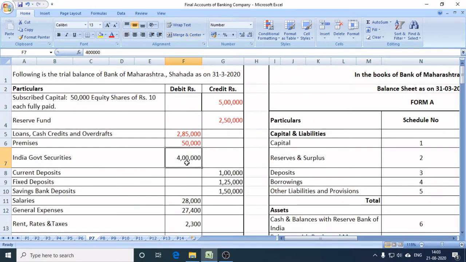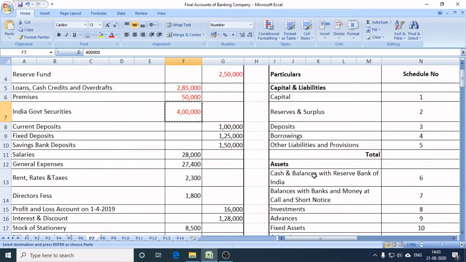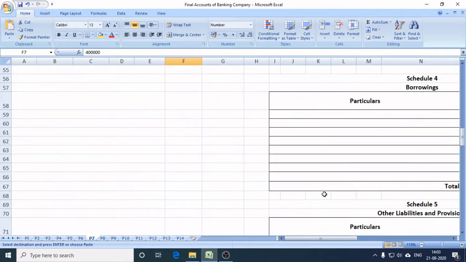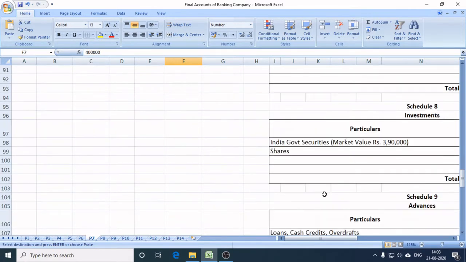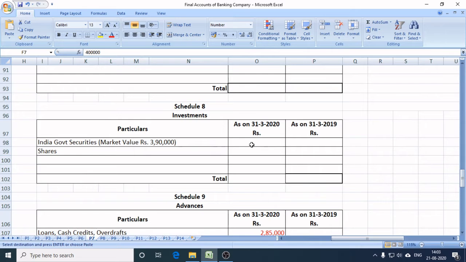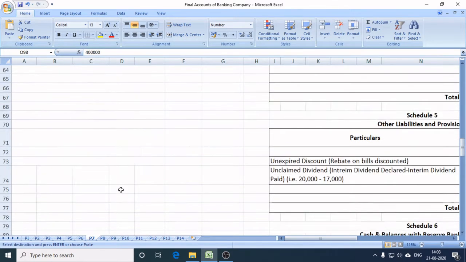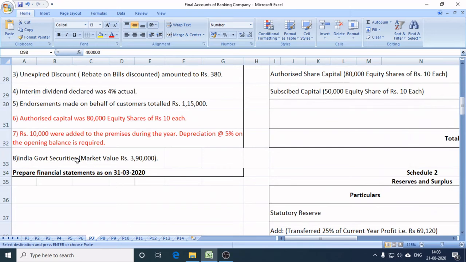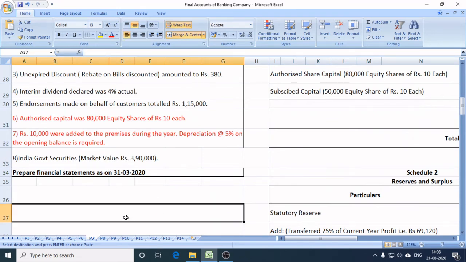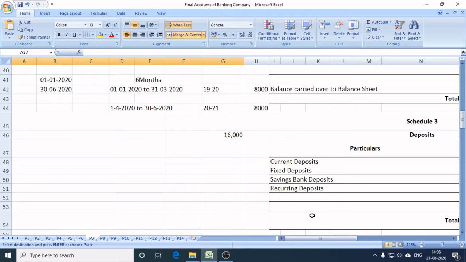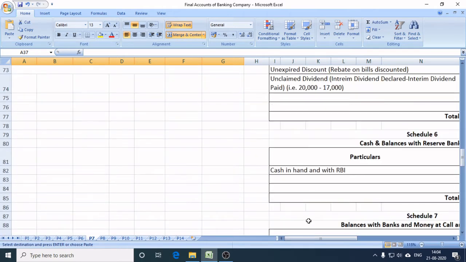Next particular in the problem is Indian government securities. It has a debit balance and it is the bank's investment. So we should record it under schedule number 8, investments. But in the problem we have an adjustment, and as per the adjustment, the market value of investment is 390,000. So we have disclosed that information.